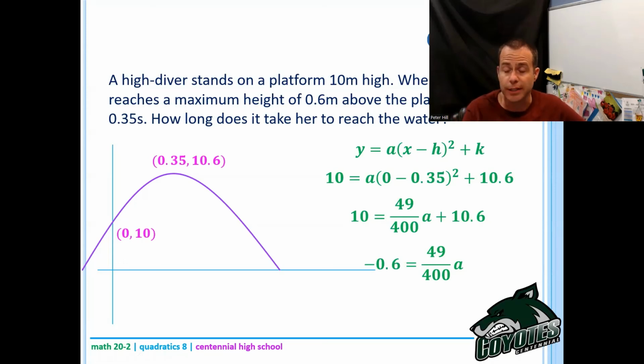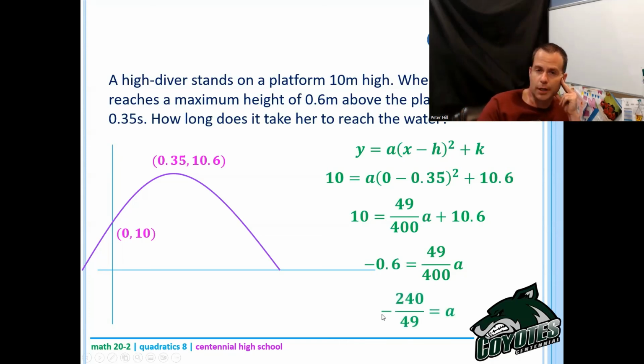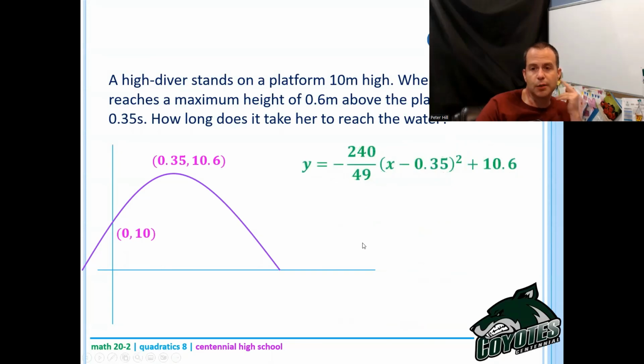Okay, so in your calculator, that's going to go negative 0.6, multiply by 400, divide by 49. And then you can change that to a fraction again by pressing the S to D button on your Casio or F to D, depending on your model. And then on a TI, you'll go Math, Enter, Enter, and you'll get negative 240 over 49 for a. Okay, so my equation is y equals negative 240 over 49 (x minus 0.35) squared plus 10.6.